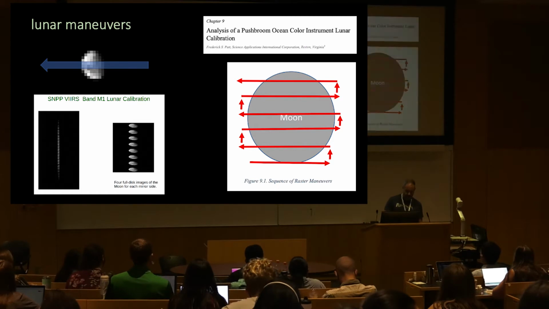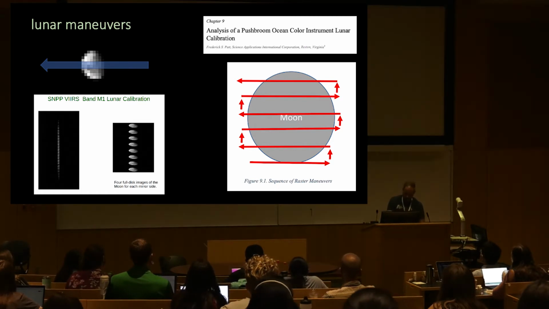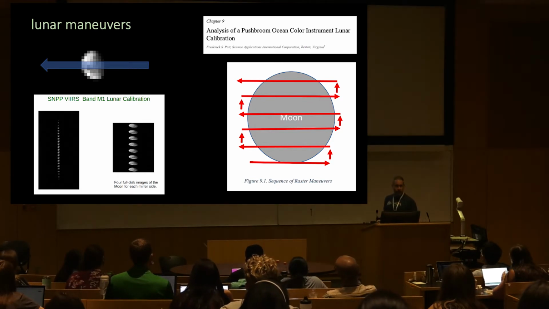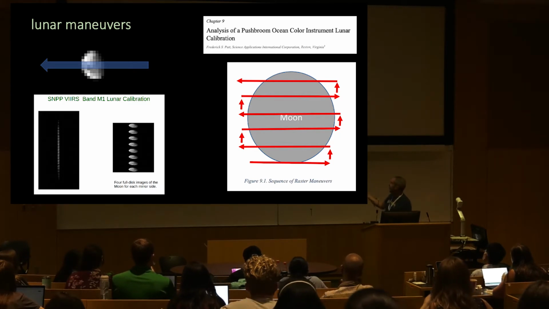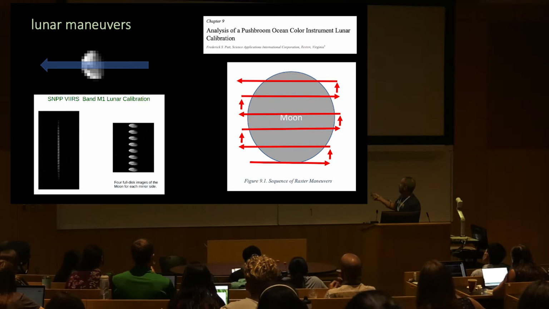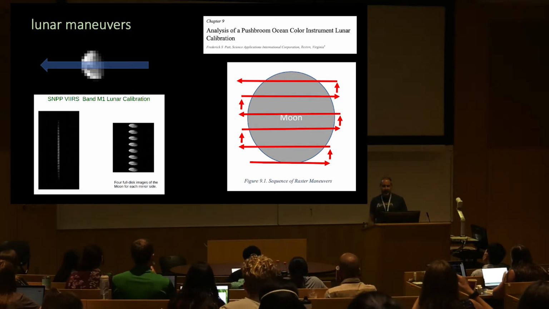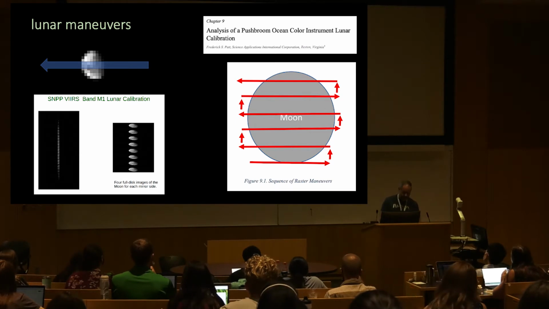Just to give you some context for what this might look like if you were a multiple detector instrument like VIIRS, where you're still a scanning instrument that can sweep across the moon, but you have multiple detectors, you'll get something that looks like that. I still think it's kind of cool to look at because it's a view of the moon from our ocean color and atmosphere instrument. This is just a little quick aside.